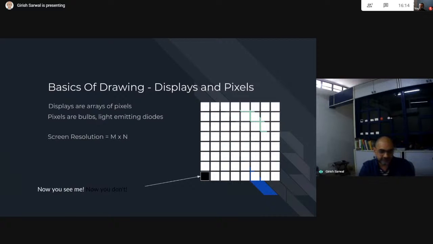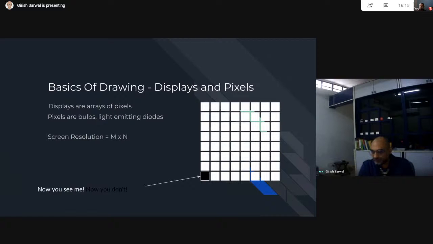So the bottom line here is that when you look at a display, think that you're staring at an array of bulbs, and our job really is to ensure how we actually turn these bulbs on or off. So for instance, if you look at the bottom left pixel in this slide, all the pixels are on, and there is only one pixel which is colored black, which is off. So essentially, what you see is a square with one corner that's not lighted up.